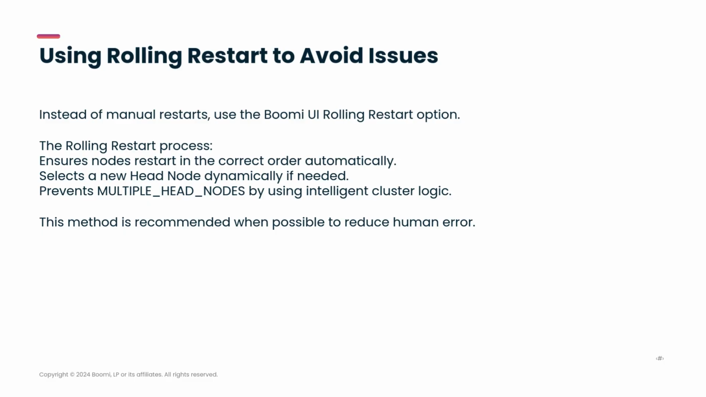Instead of manually restarting your molecule, you can use the rolling restart from the Boomi platform UI. Unlike manual restarts, rolling restarts are intelligent. It automatically selects the head node and prevents conflicts. It restarts each node in the correct sequence. It monitors cluster health, ensuring seamless transitions. If you have the option, rolling restart is highly recommended because it eliminates human error and reduces downtime.